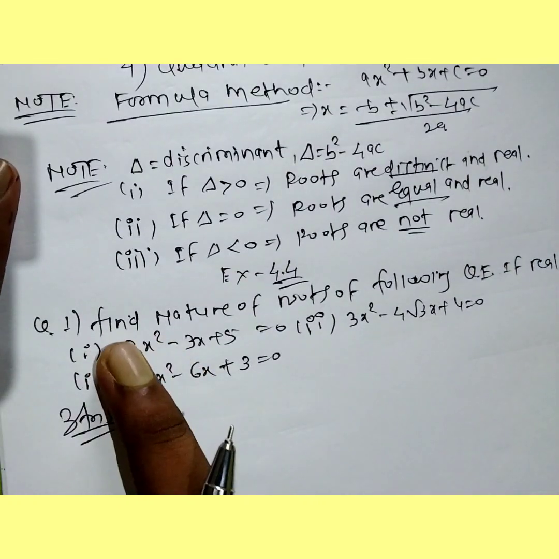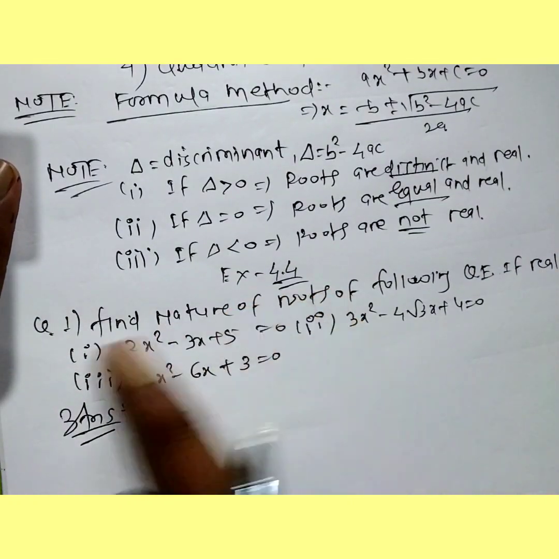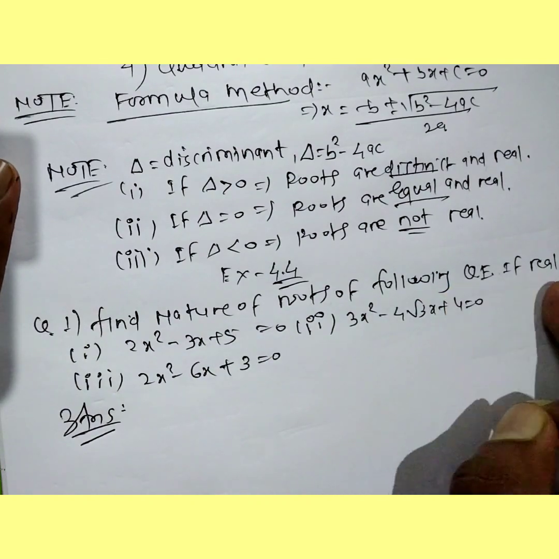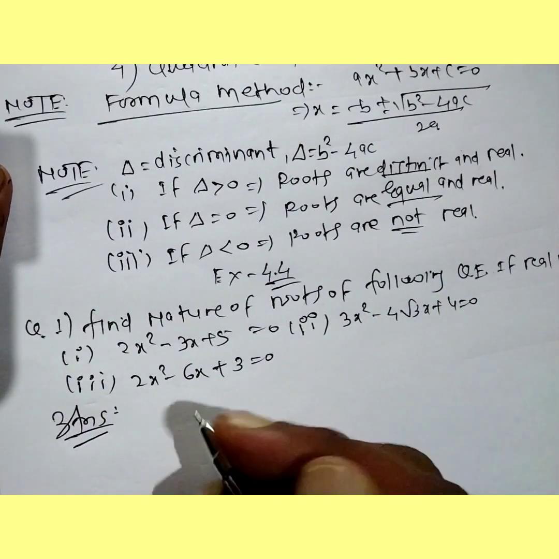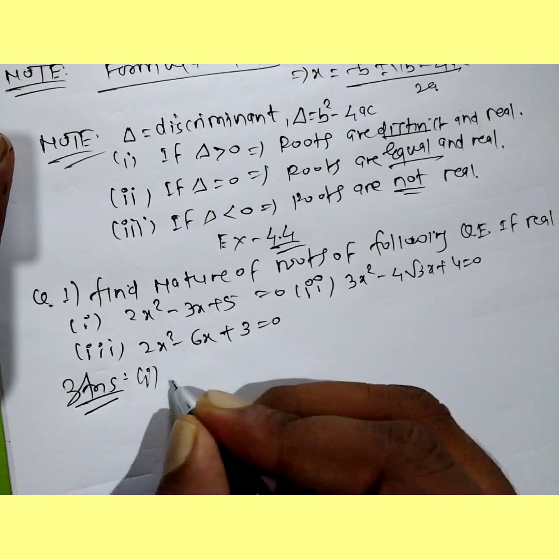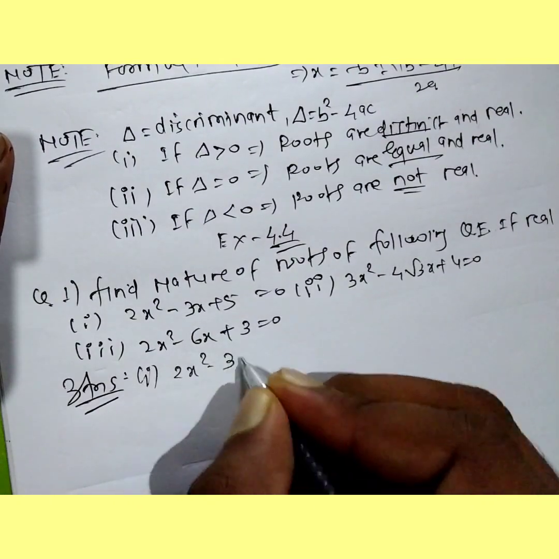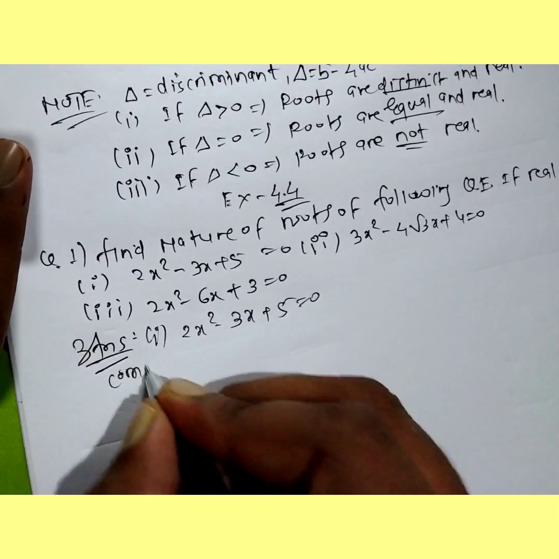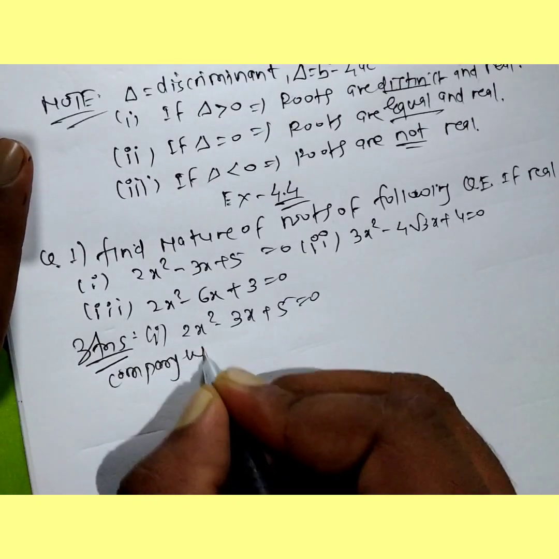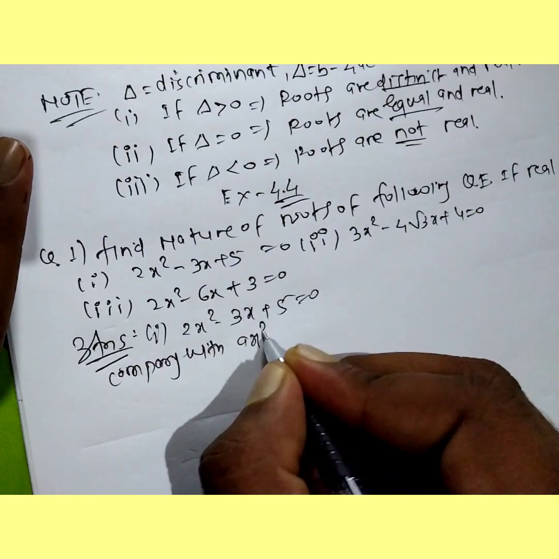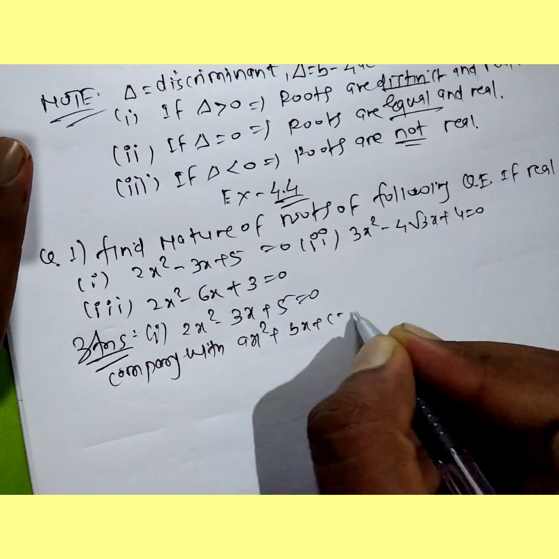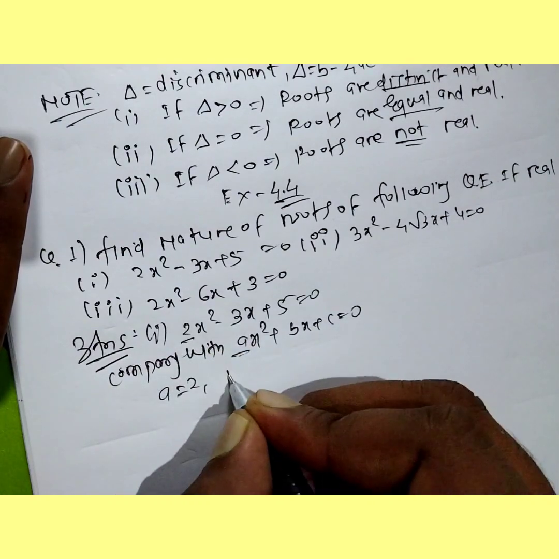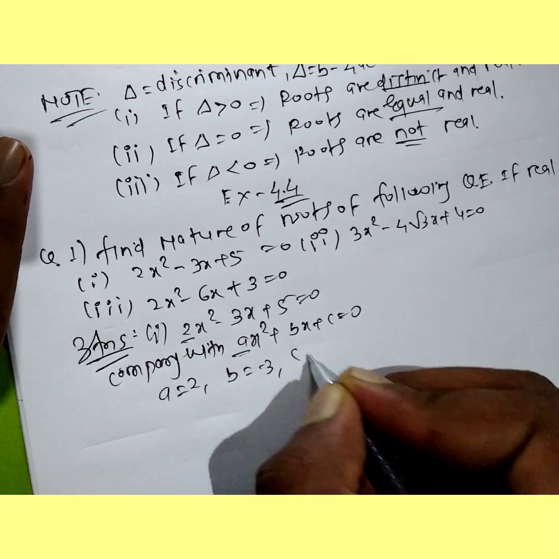So let's see what they're asking in the question for exercise 4.4. Find the nature of the roots first, and then we have to find if the solution exists. Okay, so let us solve this equation: 2x square minus 3x plus 5 equal to 0. First of all, we'll write, comparing with ax square plus bx plus c equal to 0, you can see a is 2, b is minus 3 and c equal to 5.